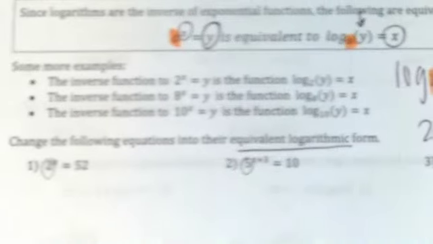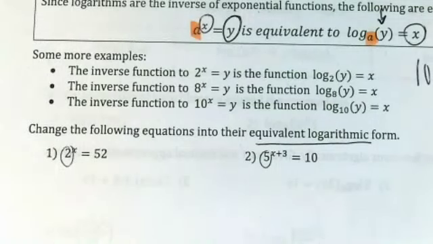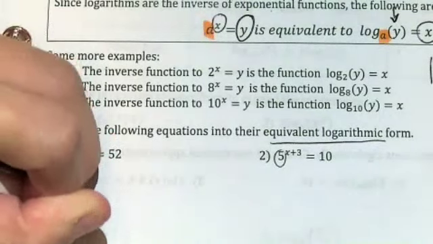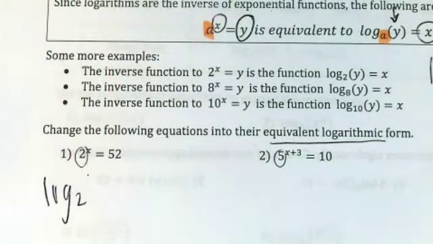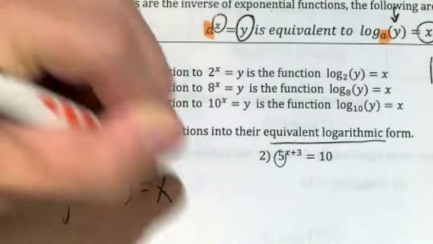Sorry, guys. Okay, there we go. So 2, 5, and e are going to be my a in this case. So this as a logarithm is log base 2 of whatever it's equal to, equals x.